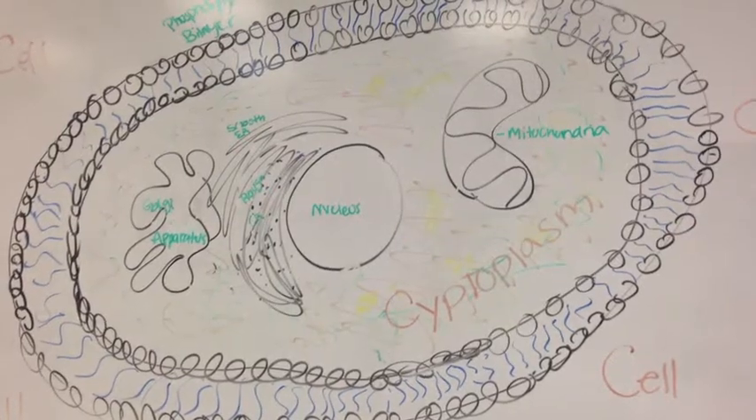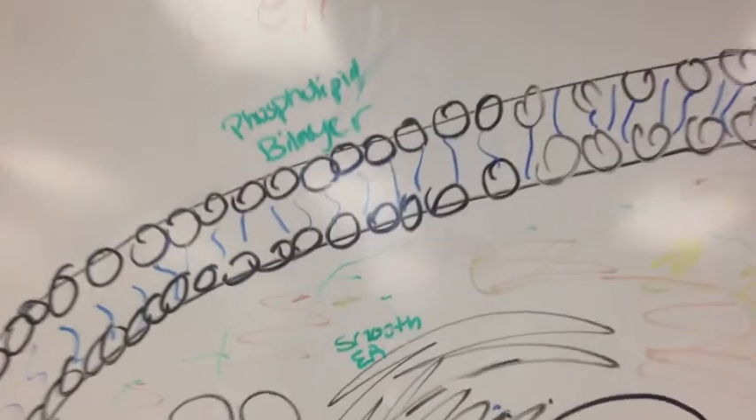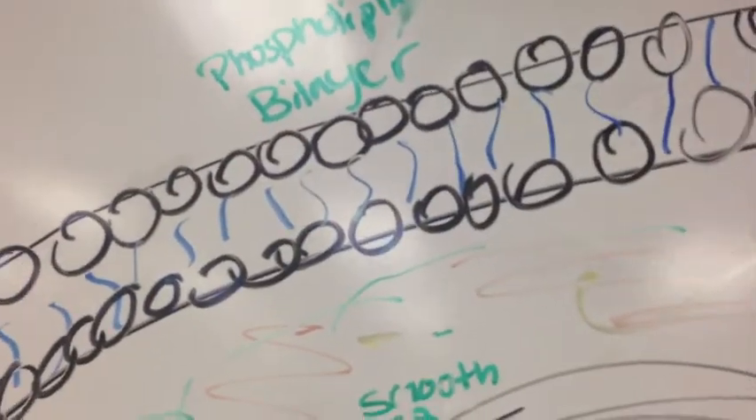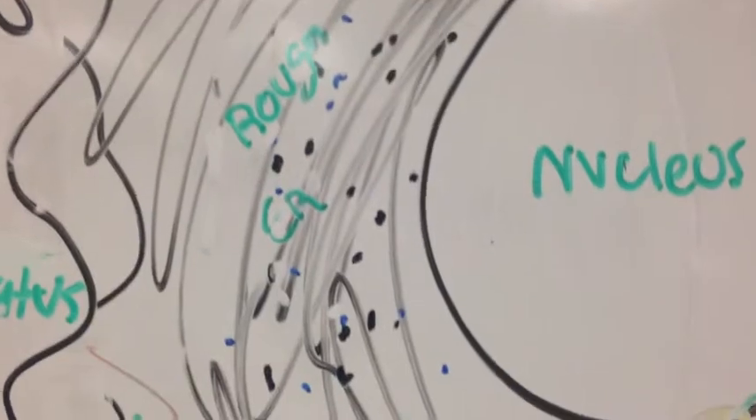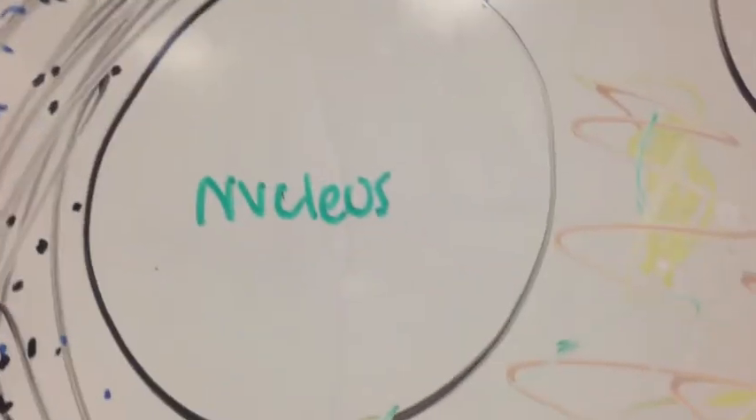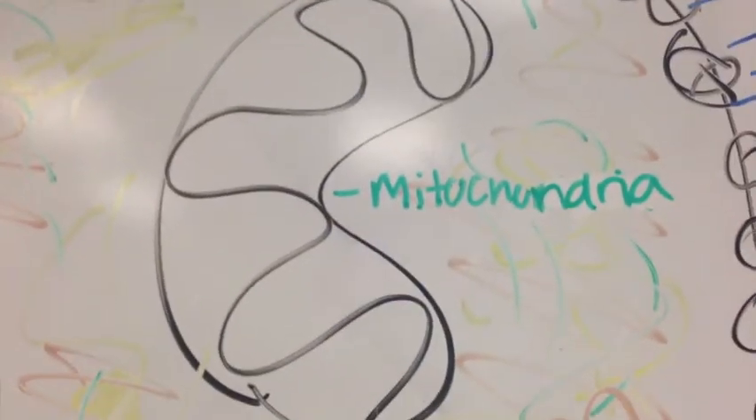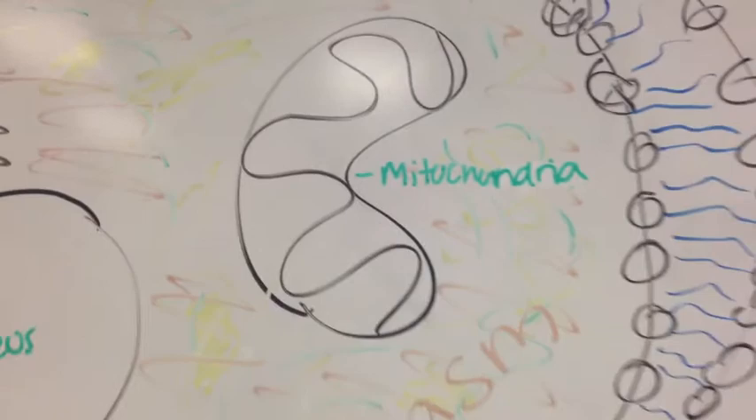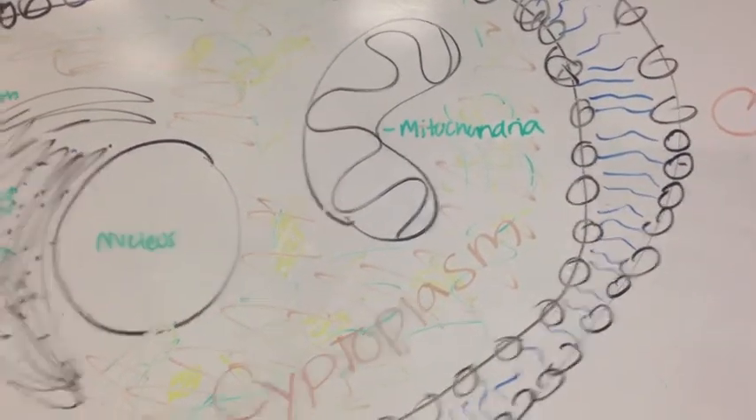This is a diagram of the human cell. In the plasma membrane, you have a phospholipid bilayer, which has hydrophilic heads and hydrophobic tails. Then you have the Golgi apparatus. After that is the smooth ER and the rough ER with ribosomes attached. Then is the nucleus. After that is the cytoplasm, which has the mitochondria. Right outside the mitochondria, glycolysis takes place, which is stage 1 of cellular respiration.